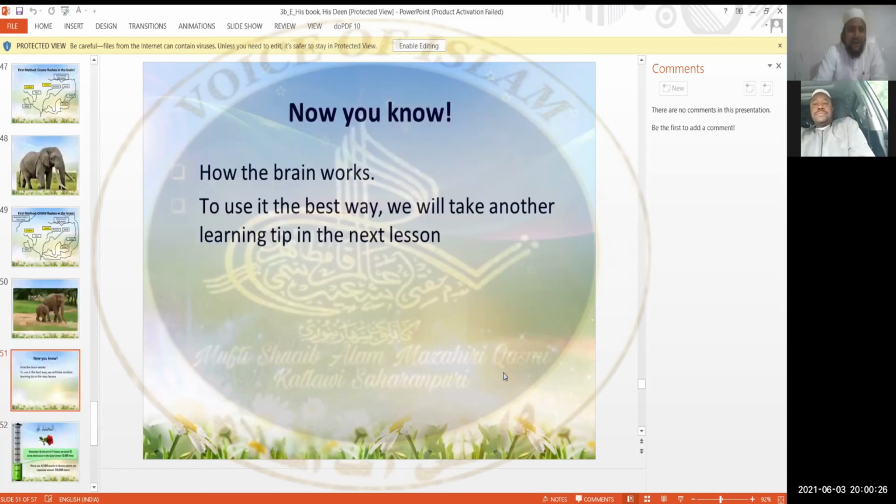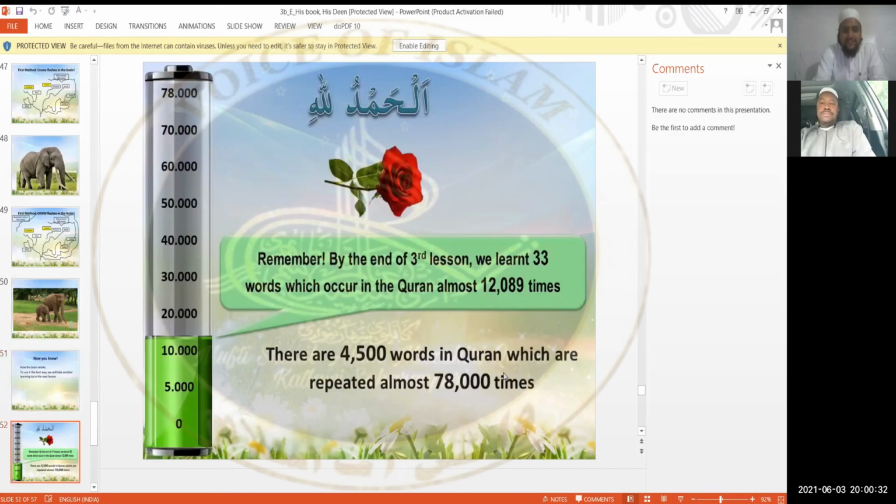Now you know how the brain works. To use it the best way, we will take another learning tip in the next lesson, inshallah. Alhamdulillah, remember by the end of the third lesson, we learned 33 words which occur in the Quran almost 12,089 times.